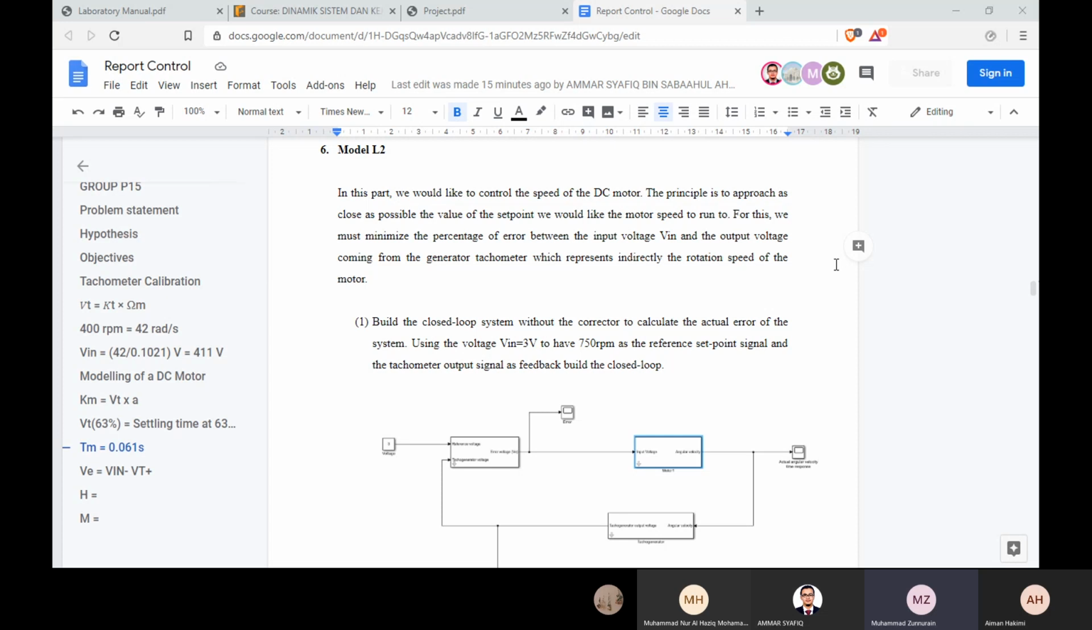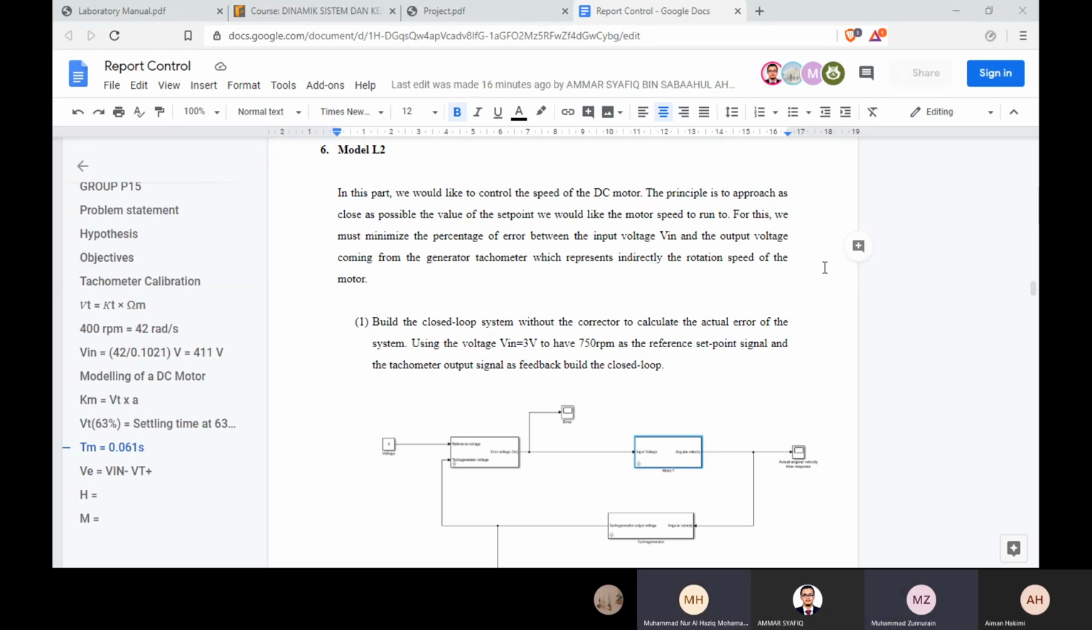In this part, we need to control the speed of the DC motor. The principle is to approach as close as possible the value of the set point we would like the motor speed to run to. We must minimize the percentage error between the input voltage Vin and the output voltage coming from the generator tachometer.